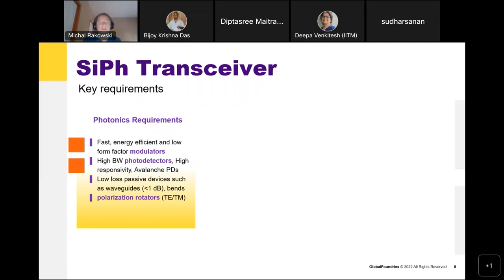Those are the key active components, but we cannot forget about the passive devices. And here we really need to improve all the losses in the silicon photonic link. So waveguide losses and coupling losses should be really minimized, because every single dB of loss is a key aspect for this transceiver, especially if you want to build an energy efficient transceiver, which means lower optical power. And then finally, polarization splitters and rotators, in order to deal with those polarizations, are extremely important.